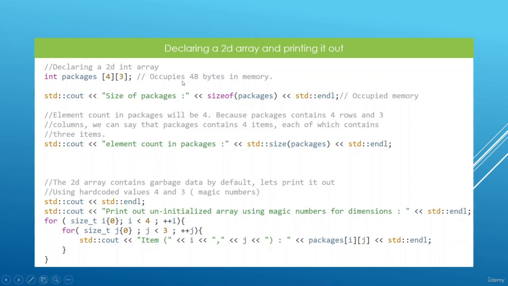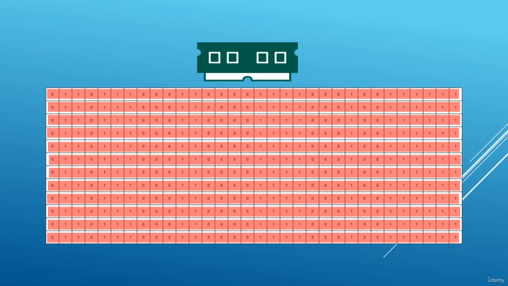So this is really going to occupy 48 bytes in memory, because 4 multiplied by 3 is 12 elements. And each of those elements is going to occupy 4 bytes in memory because they are integers. So in total, this is going to take up 48 bytes in memory. And again, all those 48 bytes are going to be aligned linearly in memory. This is really something you need to keep in mind.